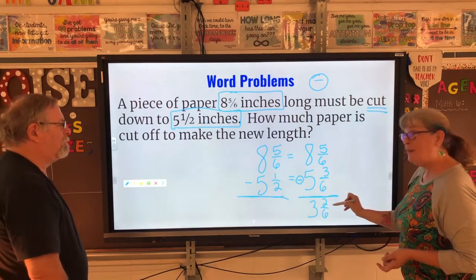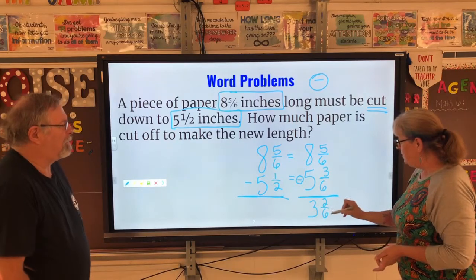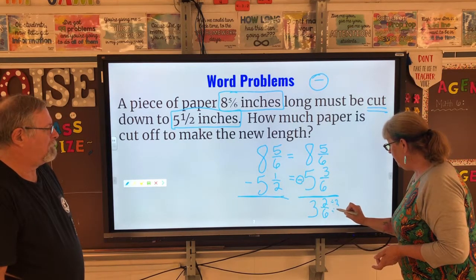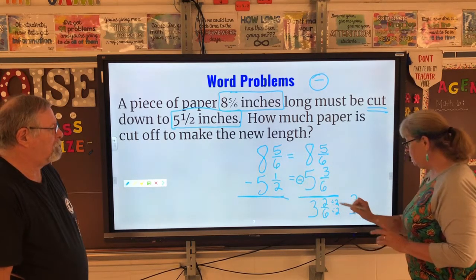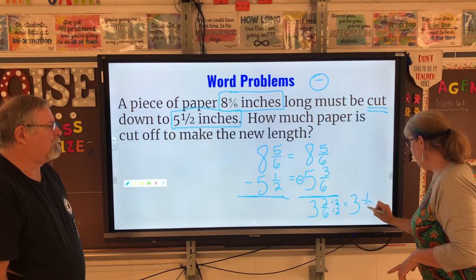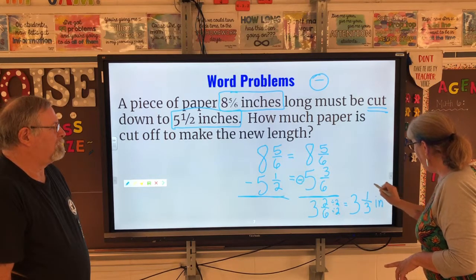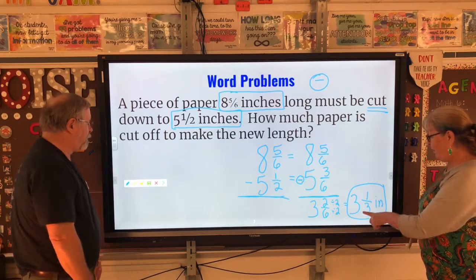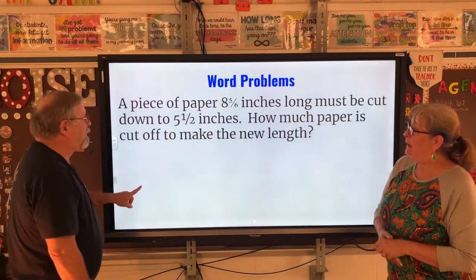Now I have to look at this, and I see that I can reduce. 2 goes into 6 evenly, so I'm going to divide both the numerator and the denominator by 2. And I'm going to get the whole number 3, because that doesn't change. 2 goes into itself once, 2 goes into 6 3 times, and my units are inches. And I know when I have 1 as my numerator, I'm done. Can't go any further. 3 1/3 inches. I've subtracted it out. So I think that's it.